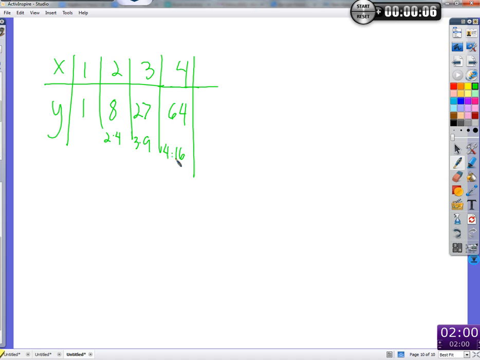4, 9, 16. Yeah. Even? I'm going to try even first. So 2 times 2 is 4. And when you multiply it by itself, that's the answer. 2 times 2 is 4, and you multiply that by what? You multiply 2 times 4.